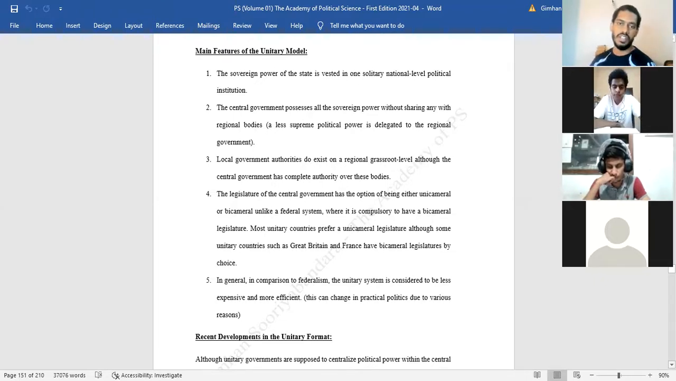The legislature of the central government has the option of being either unicameral or bicameral. I will be explaining this when we are studying federalism. For now, keep in mind there are two types of legislatures in the world: unicameral legislatures and bicameral legislatures. Uni means one, bi means two.